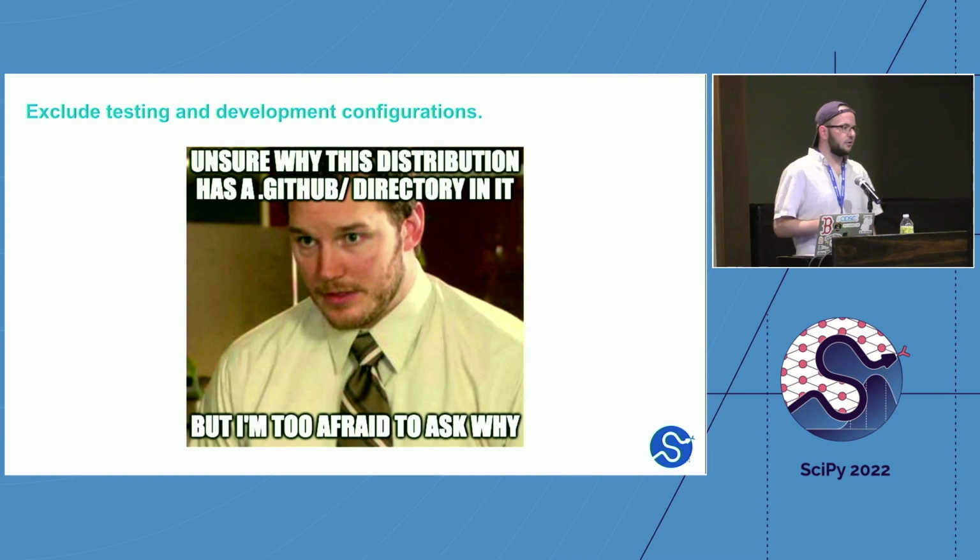Next, exclude your testing and development configurations. Looking around the contents of packages on PyPI with these disgusting shell scripts I wrote, I've seen Travis configs, GitHub Actions configs, pull request templates, prettier, pre-commit, all of these config files, not really necessary for people using pip install to install your package. So I recommend looking carefully and saying, does this thing really need to be in there?